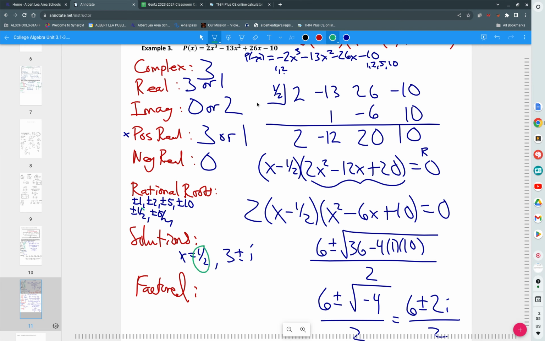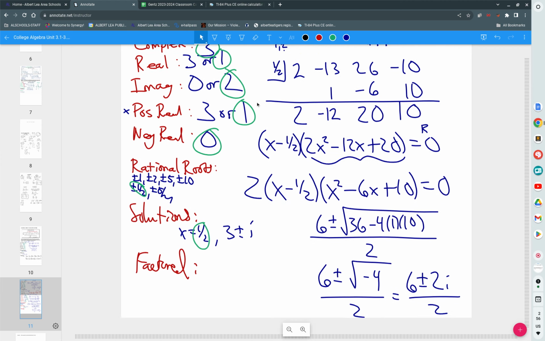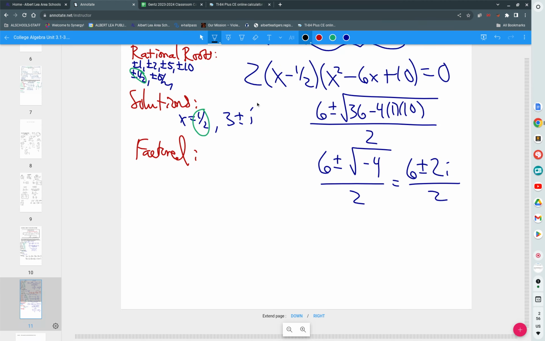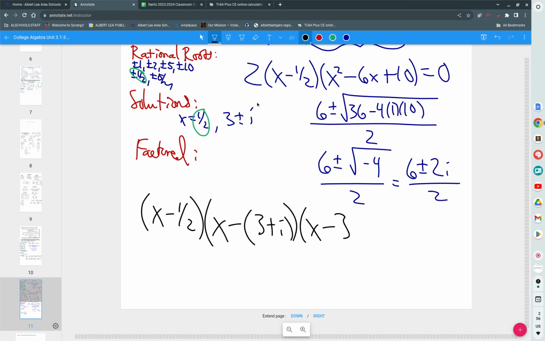So 1/2 is a rational root. It is the positive rational root. I don't have any that are negative. I only have one that's real. I found 2 more that are imaginary, for a total of 3. And as I write it in factored form, I get x minus 1/2 times x minus, I need to use parentheses, 3 plus i, and x minus, parentheses, 3 minus i. If you want to distribute the subtraction sign, you can, but that's factored form for p of x.